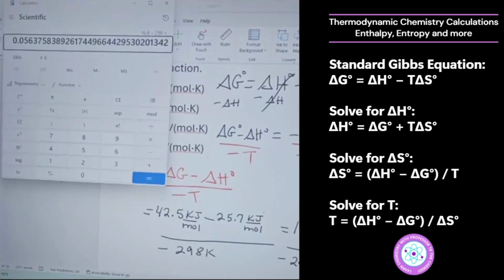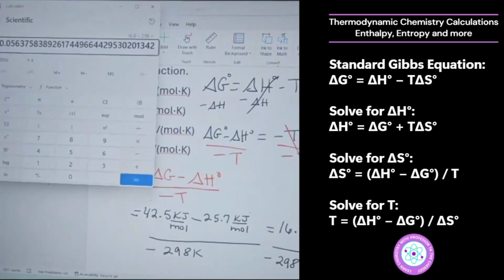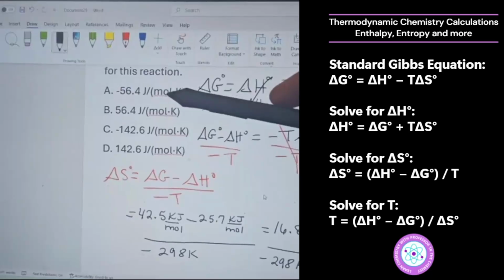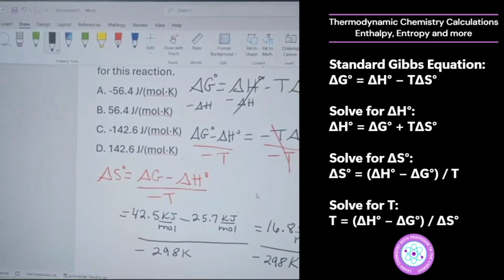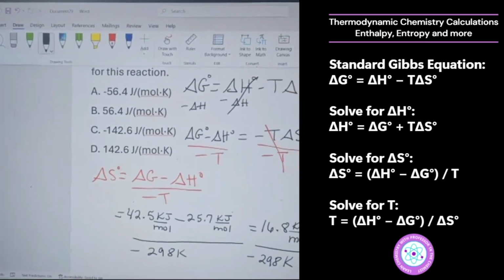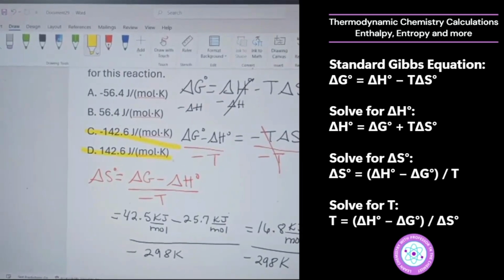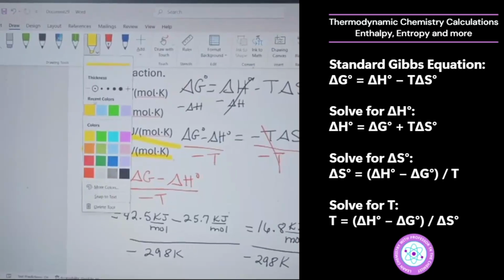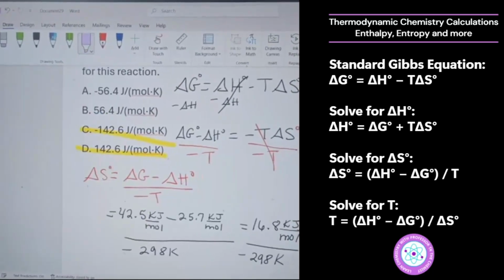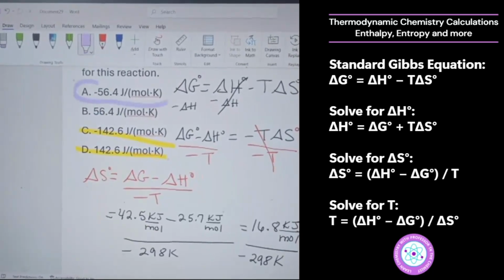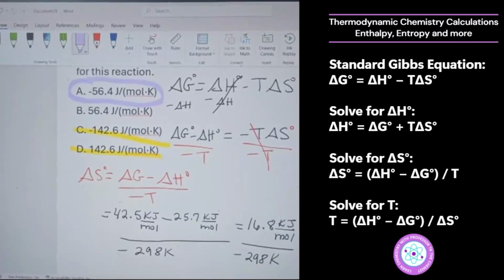0.056. But remember, if you get 0.056, one of these two answers is correct between letter A and letter B. So we know it's not letter C. We know it's not letter D. But we also know that since the answer should be negative, it's letter A.